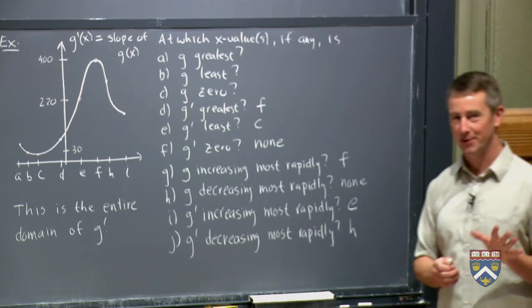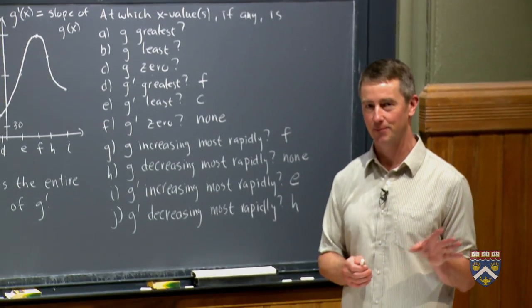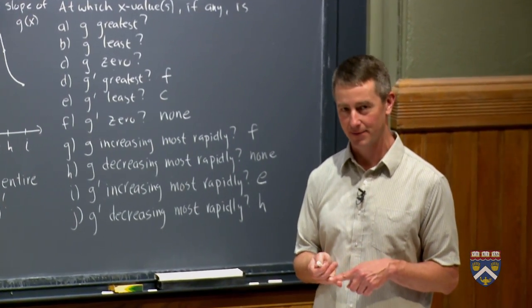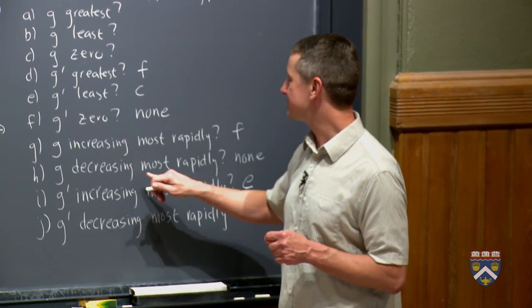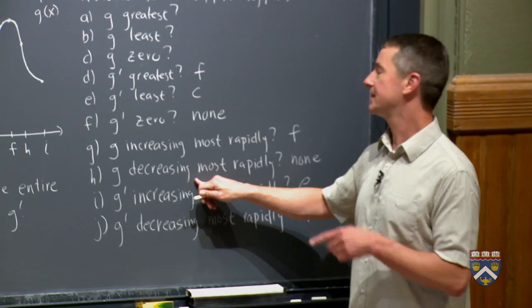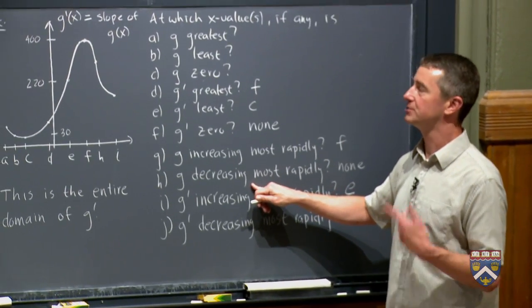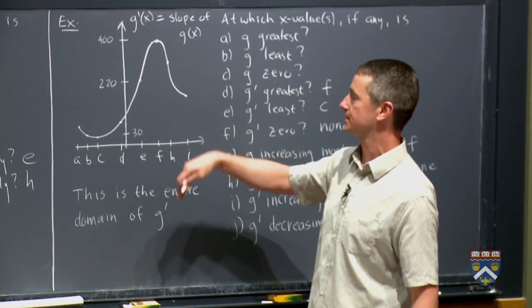So it's important to distinguish between, and we'll talk more about this next time, the words decreasing and negative. Similarly, the word increasing and the word positive. To say that G is decreasing means that G is going downward, meaning that G prime would have to be below the x-axis, and that never happens.